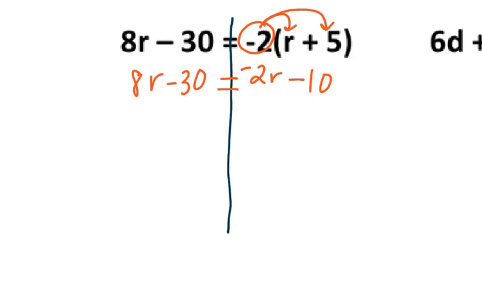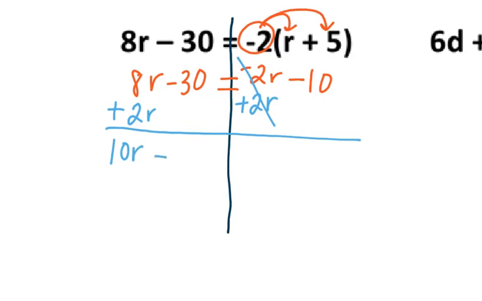So now I'm on step 4, which says move the variables, move the letters, so that they are on the same side. So if this is a minus 2r, I'm going to send it over here so it can join the other r's. To undo minus 2r, I need to add 2r. That makes it go away. If I add 2r on the right, I need to add 2r on the left. So that leaves me 8r plus 2r is 10r minus 30 equals negative 10.